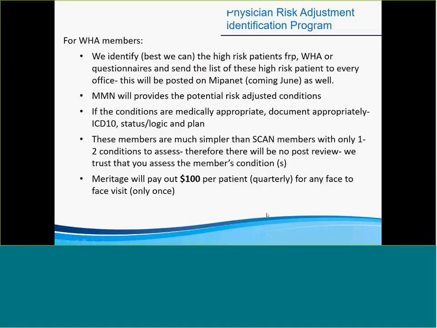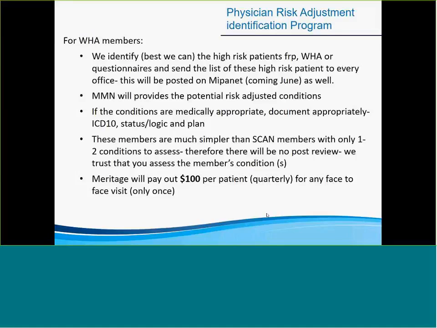The other group, I don't want to confuse you too much, that's new, are WHA patients that are also risk. These are commercial patients, so they're under 65. They tend to be a lot healthier. What we do is identify who we think is high risk based upon previous claims, or what WHA tells us, or a questionnaire they filled out. And then the top 20% of these patients we consider high risk.